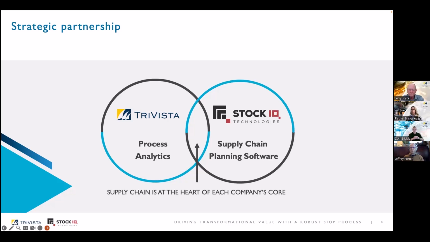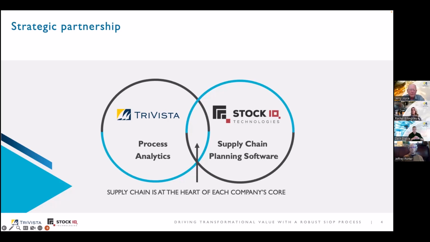And we're just delighted that we've been working with the TriVista organization. We like to think about people, process, and tool. StockIQ brings the tools in place. TriVista assists with process analysis and process development.